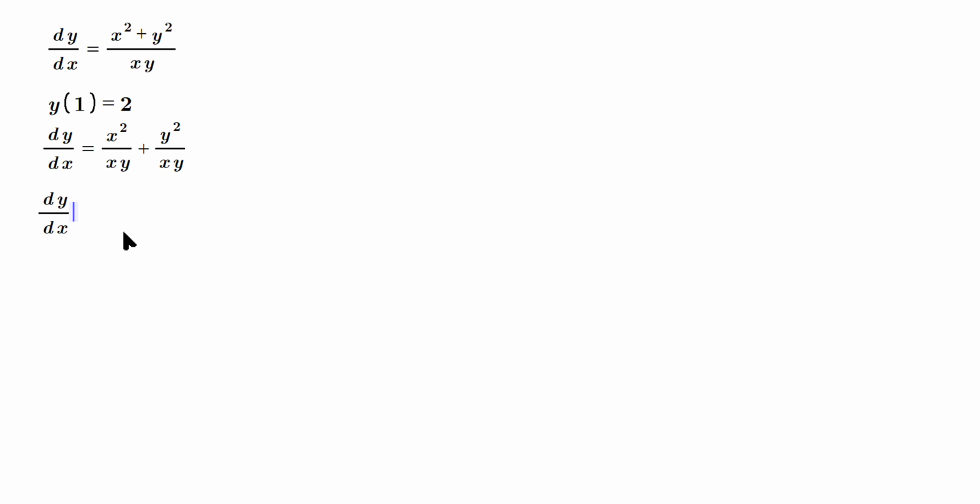So dy/dx would be equal to the following. Cancel off x. So it's going to be x over y, like that. And then for the second one, cancel off a y. So you're going to have y over x.